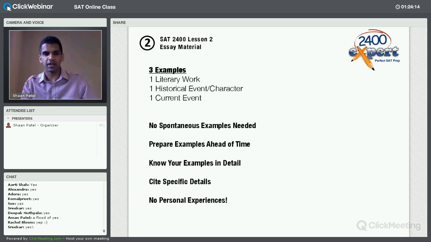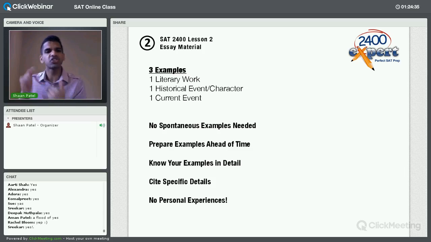Okay, great. Now, the examples that you want to use are, we suggest using one literary work, one historical event, and one current event. You don't need to come up with spontaneous examples. The reason is the SAT essay is always something very general.